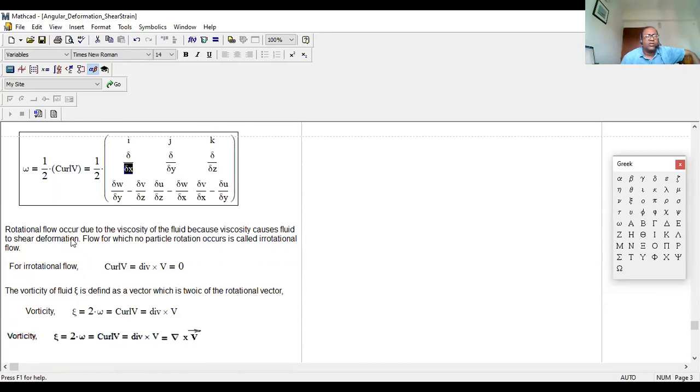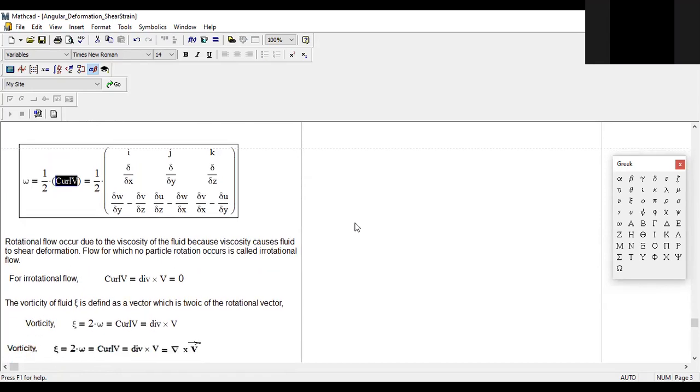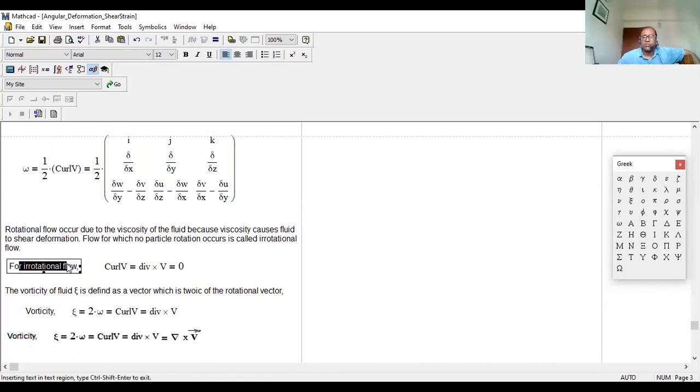Rotational flow occurs due to the viscosity of the fluid, because viscosity causes the fluid to undergo shear deformation. But if there is no deformation of the fluid element, what will be the magnitude of this value? Anyone? 0. That will be 0. That's why we say for irrotational flow, curl of V equal to 0.